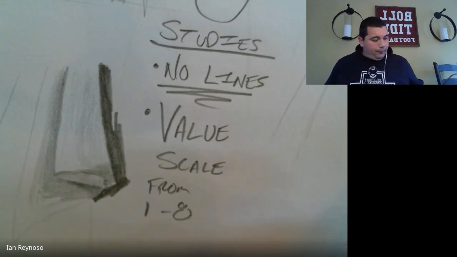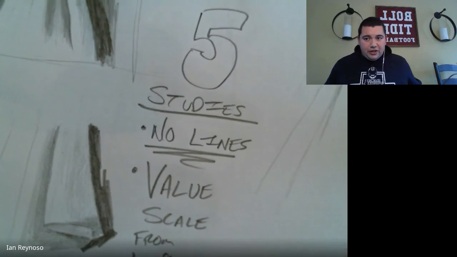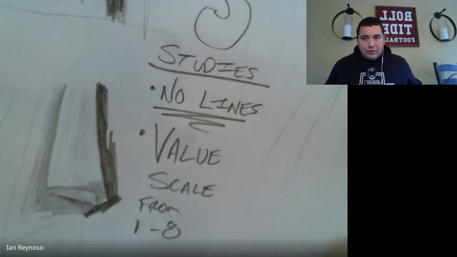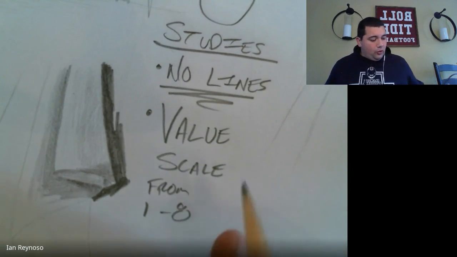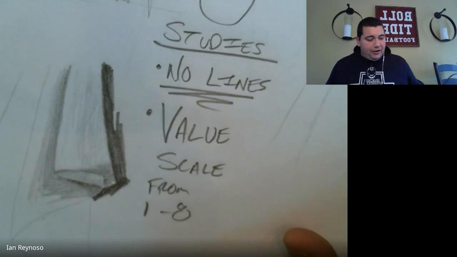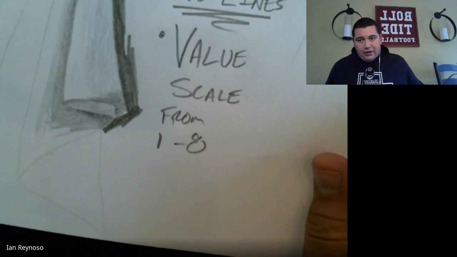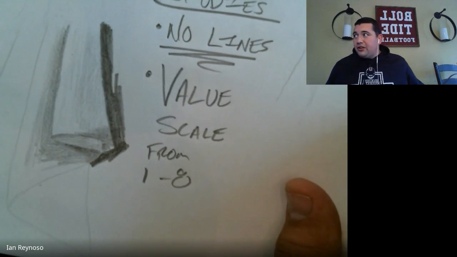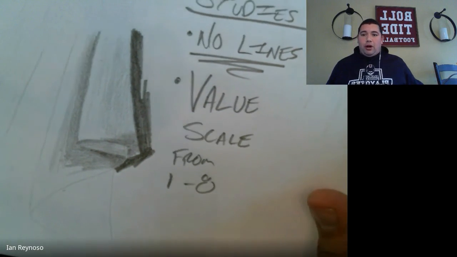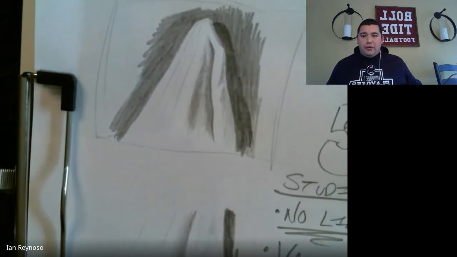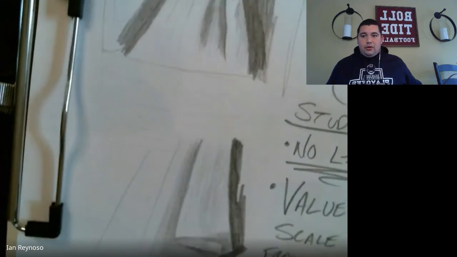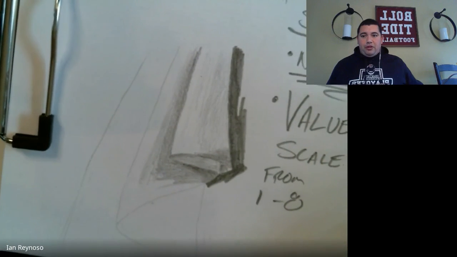Okay. So 5 value studies. Try to get rid of all your lines with your value, adding your value to it. And then make sure we can see as much of the value scale as possible in your project. Okay. All these little study examples of different pieces of that fabric.